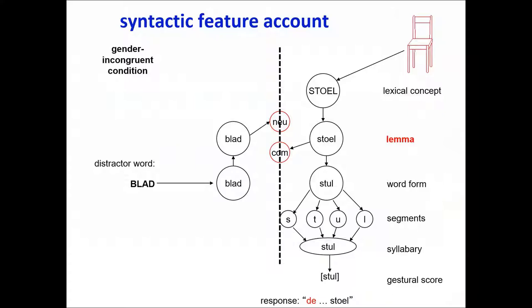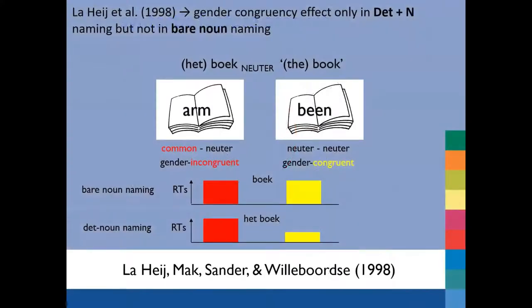So just to illustrate this, here on the right, you see the production system. Here you have the picture, the lexical concept has to be selected, a lemma is selected, and then the word forms are selected. And the lemma level is the place where the syntactic features are represented, okay? Now, on the other side, this is the comprehension side. So the distractor word is presented in written form, it's activating a word form in the lexicon, activating a lemma, and then also activating its corresponding syntactic feature or gender feature. And Herbert Schriefers said, well, when these two gender features are not the same, they are in competition, and therefore people are delayed in naming the target object.